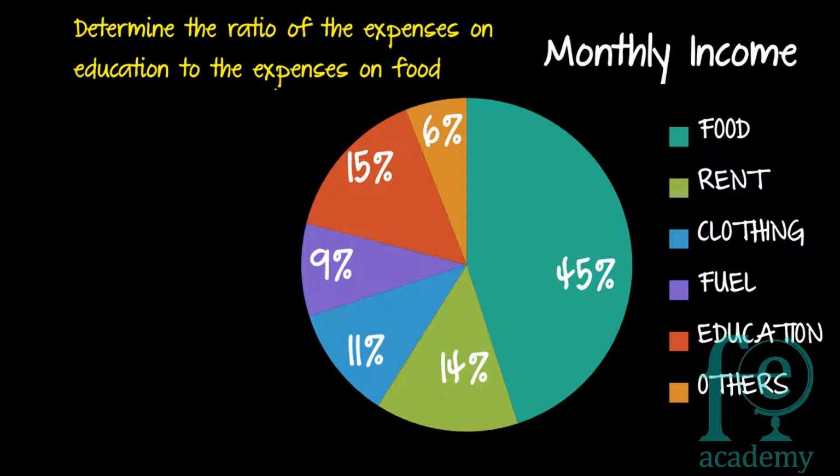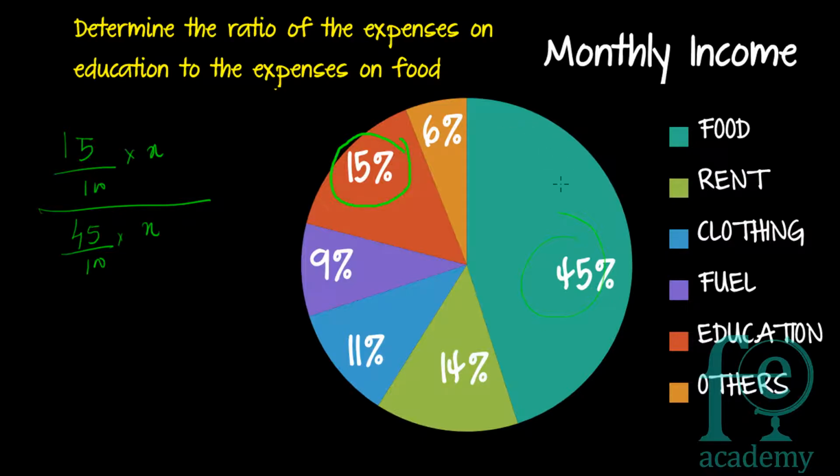So in this question, the monthly income is not given. So what is the expenses on education? Here you can see the red part is representing education. That means this part of 15% is representing education and food is represented by the green part or 45%. So how to find the ratio? You can say expenses on education is equal to 15% of X, where X is the monthly income. And what about expenses on food? It will be 45% of the monthly income.